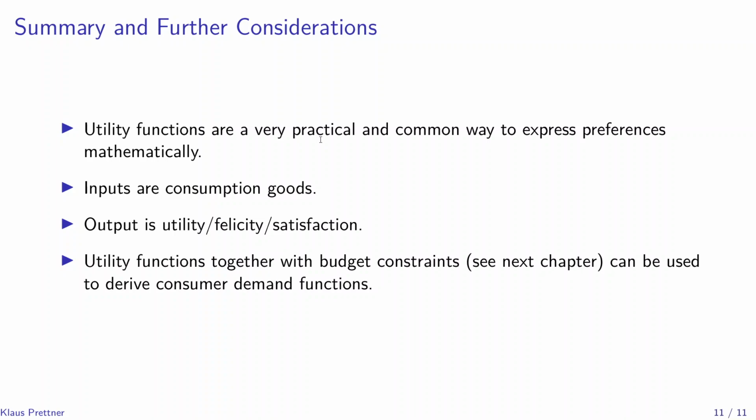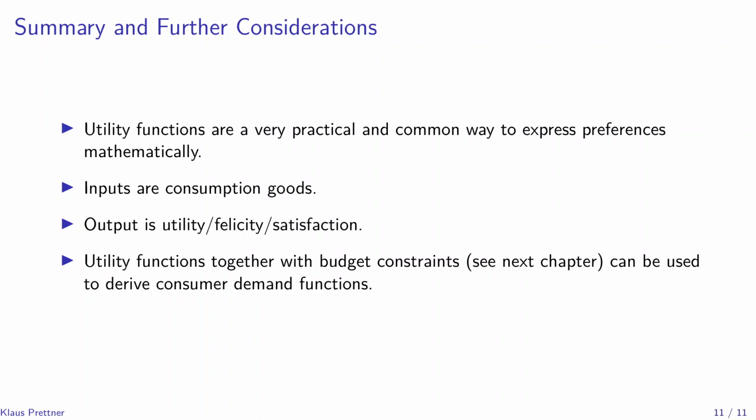To summarize and for further considerations, we now have utility functions as a very practical and common way to express preferences mathematically, and it's an important input now when we want to analyze consumer behavior mathematically. The inputs in a utility function are the consumption goods, the different consumption bundles. Output is the utility, or sometimes called felicity or satisfaction, which you can interpret either in the ordinal way or in the cardinal way, as we've discussed previously.